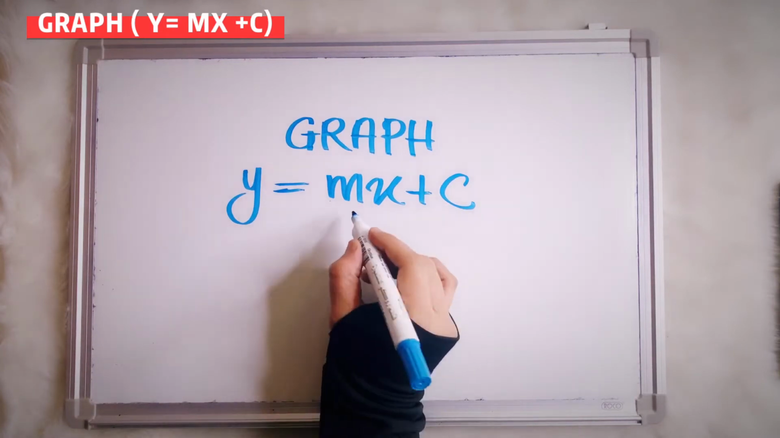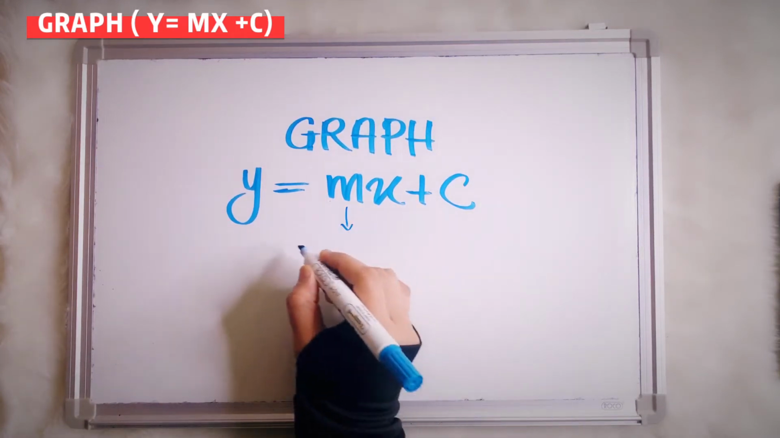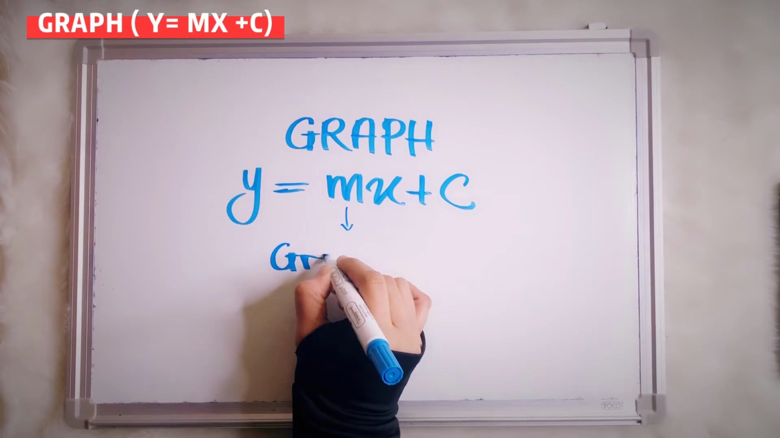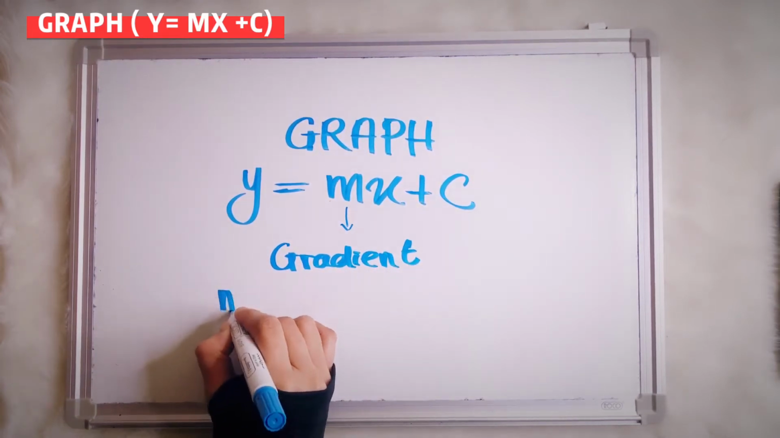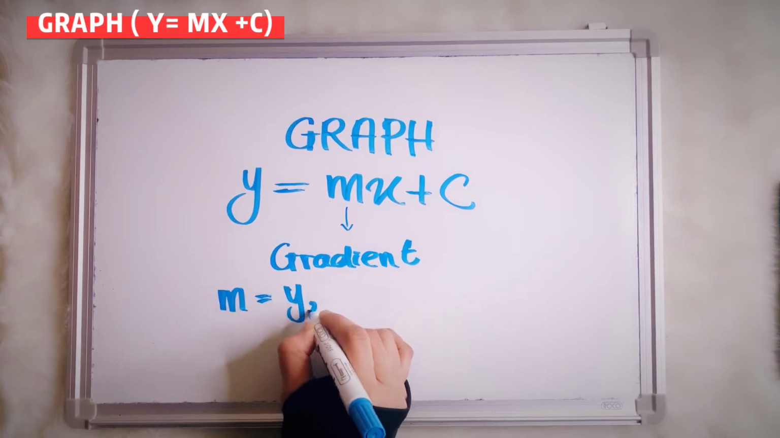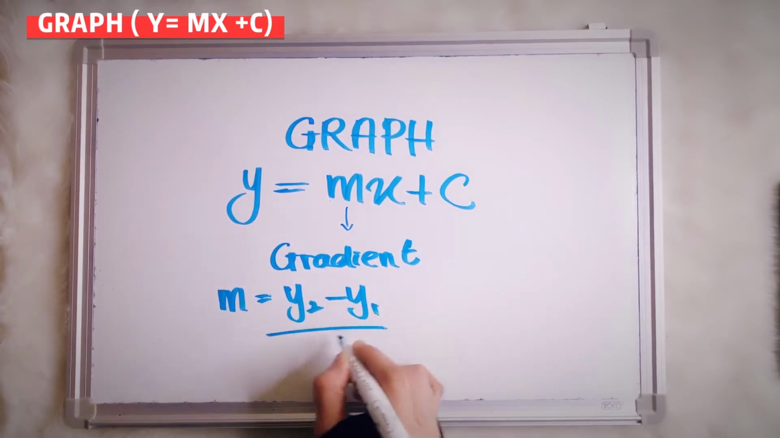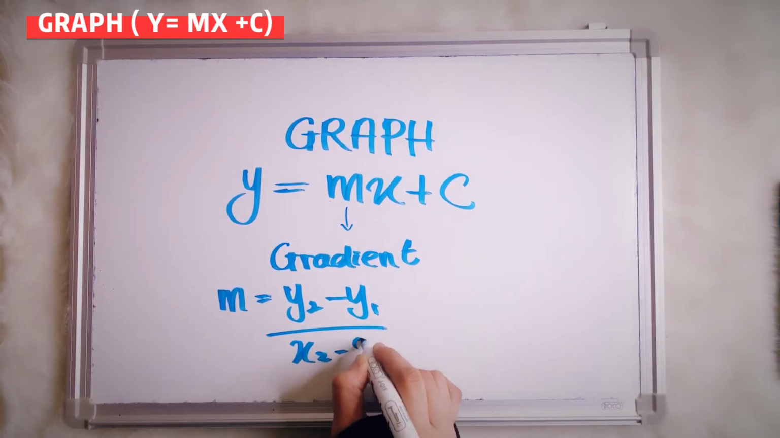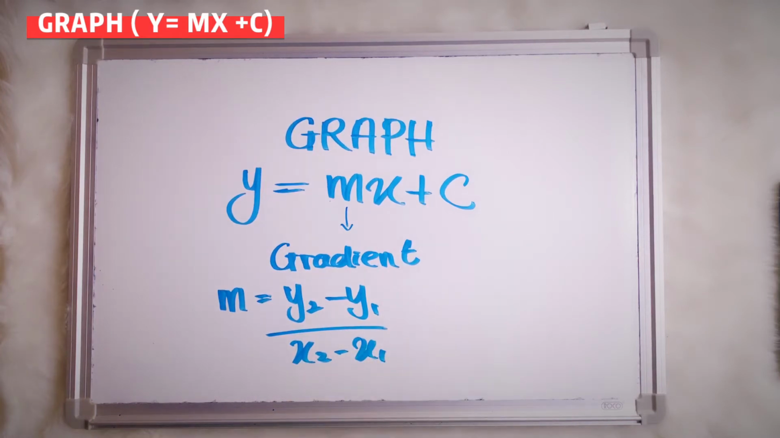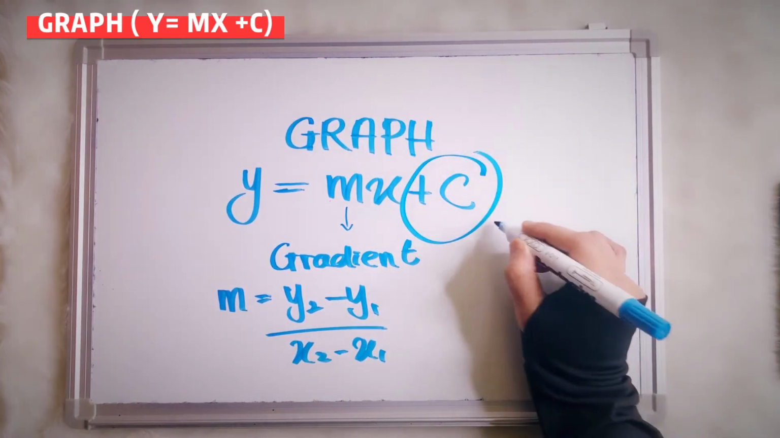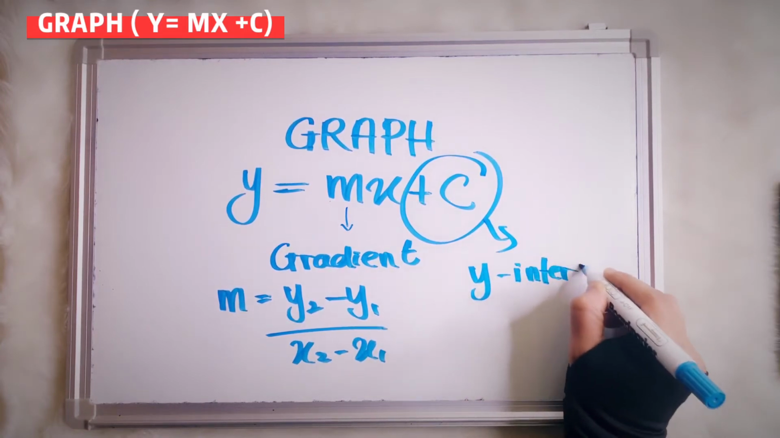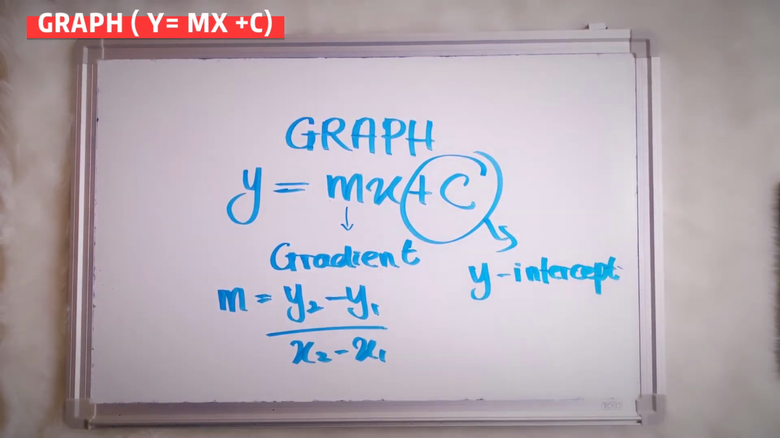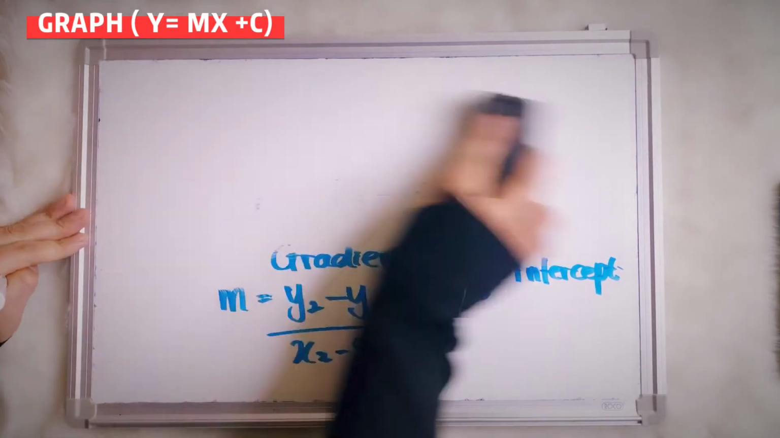Today I will explain about graph y equals mx plus c. So what is m? What is the meaning of m? This is the gradient. So what is the gradient formula? m equals y2 minus y1 over x2 minus x1. So what is c? C is our y-intercept. Okay, now let's proceed with the first question.